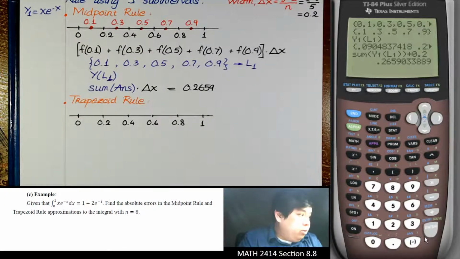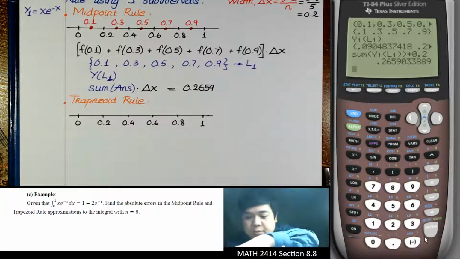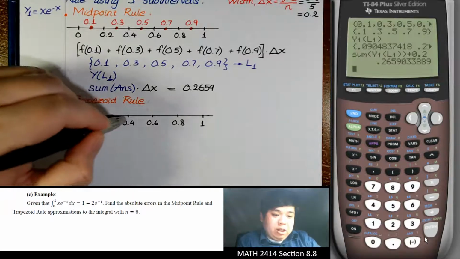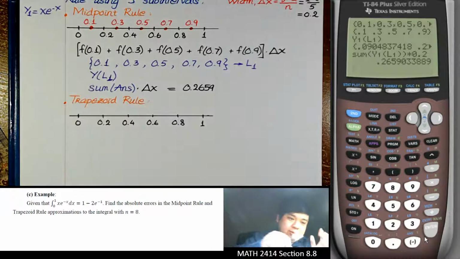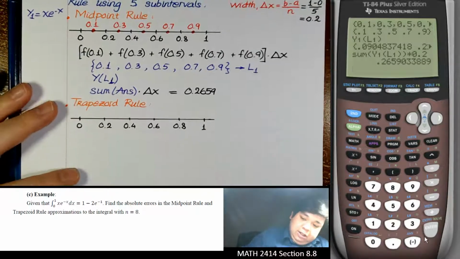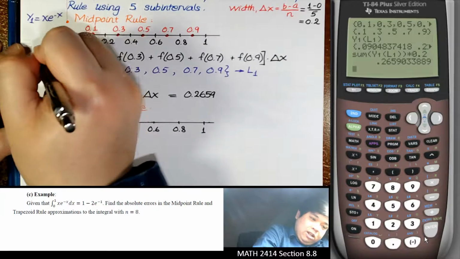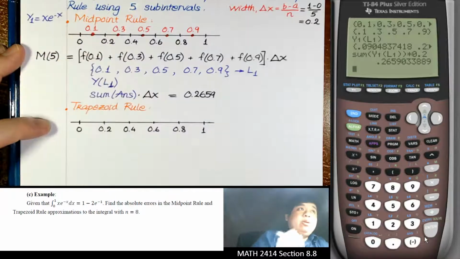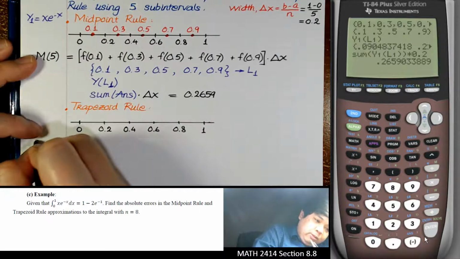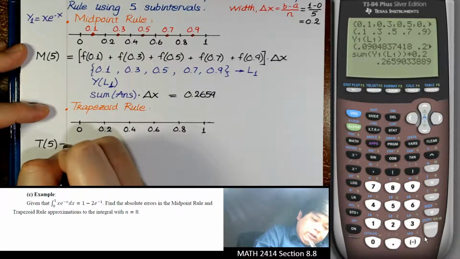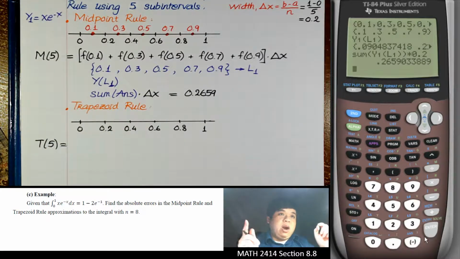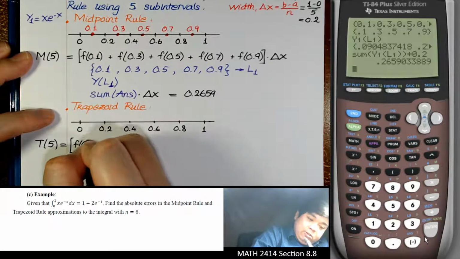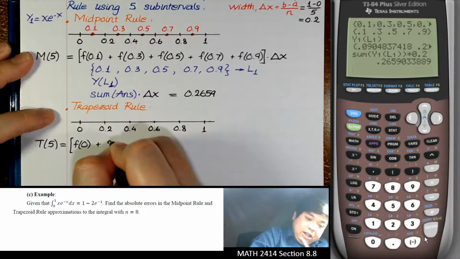So the trapezoid rule, we're not using the midpoints, obviously. For the trapezoid rule, we just use these sample points. By the way, let's write this as the midpoint rule using 5 intervals. Now we use the trapezoid rule using 5 subintervals. Remember, one on the left, one on the right, everything in the middle will be twice of them. So f of 0, the one on the left, and everything in the middle, there are 2 of them.